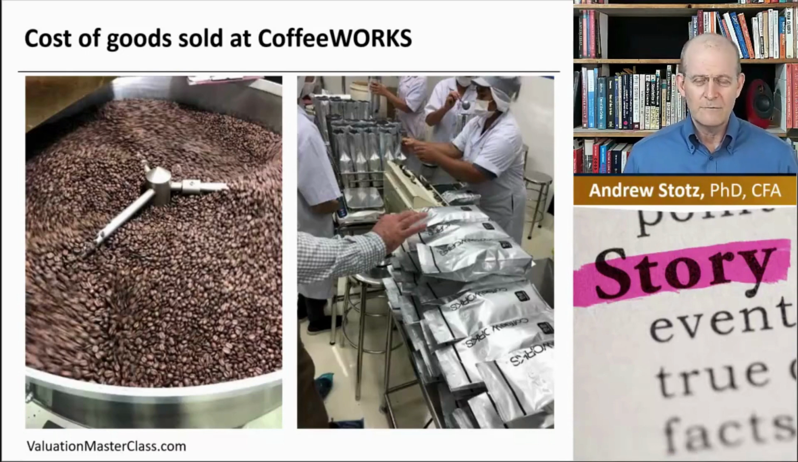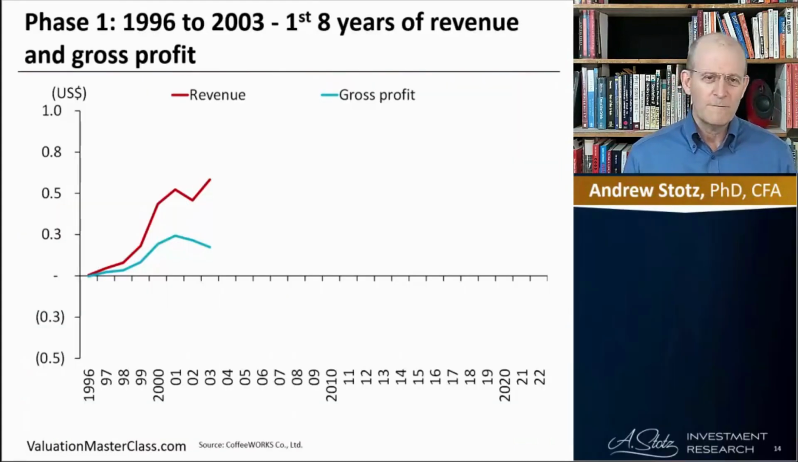Previously, we looked at the revenue story. Now we're going to look at the revenue and gross profit story. So here we have what I call phase one of Coffee Works from 1996 to 2003. That's the first 8 years of revenue and gross profit. And you can see revenue still didn't get past $500,000, but it wasn't much.